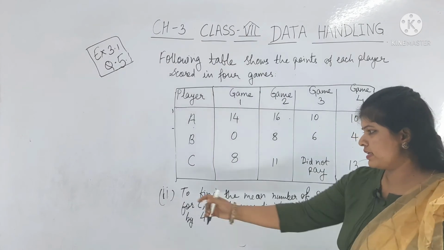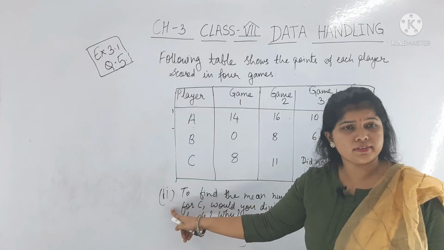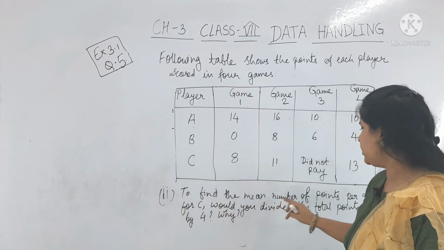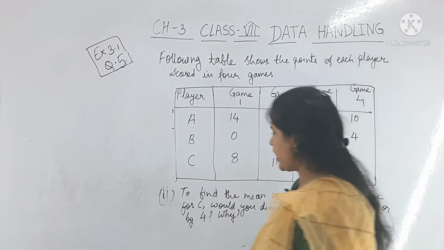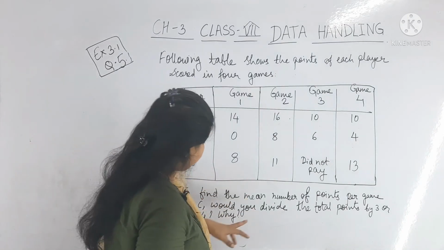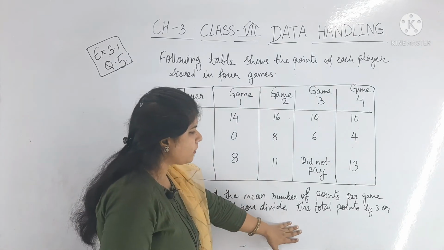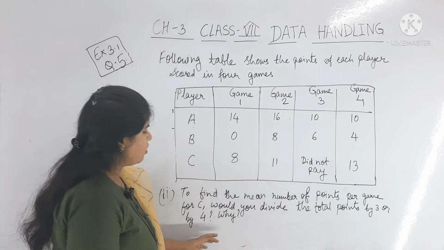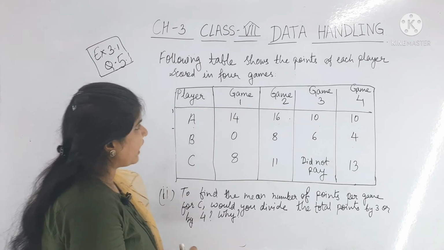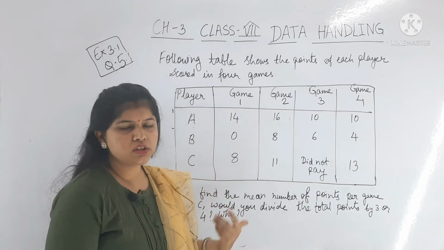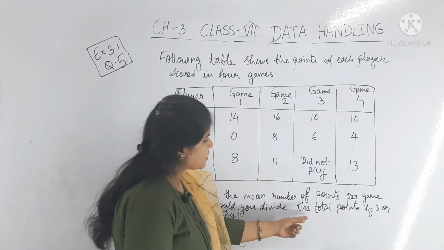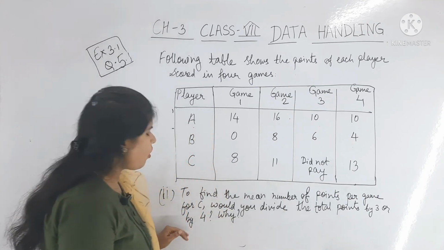Okay students, we will move to the second part. Question number 5, second part: find the mean number of points per game for C. For C it is given, okay. Would you divide the total points by 3 or by 4, and why? For getting the mean value, we divide by the total number of games. So here they are asking whether to divide the total points by 3 or by 4.